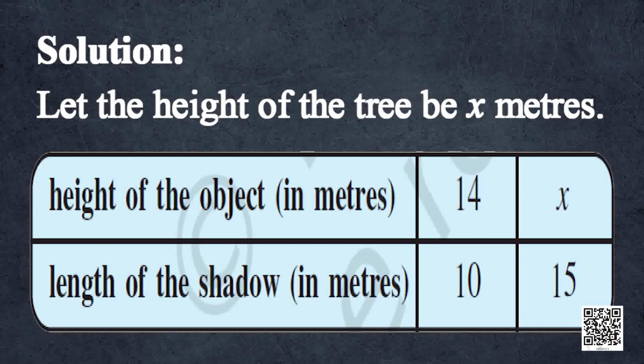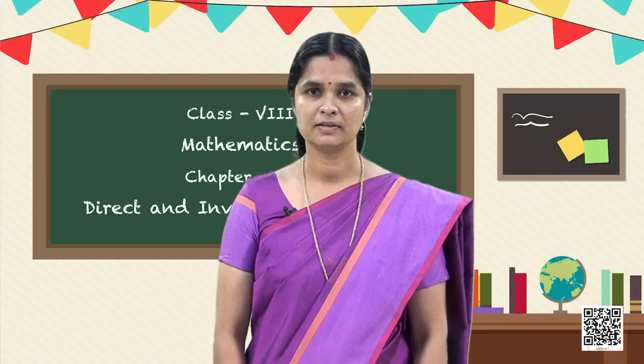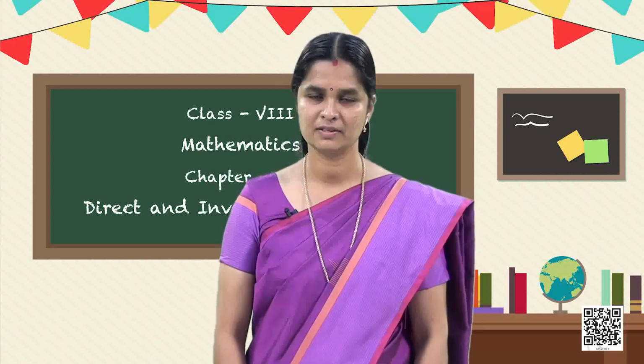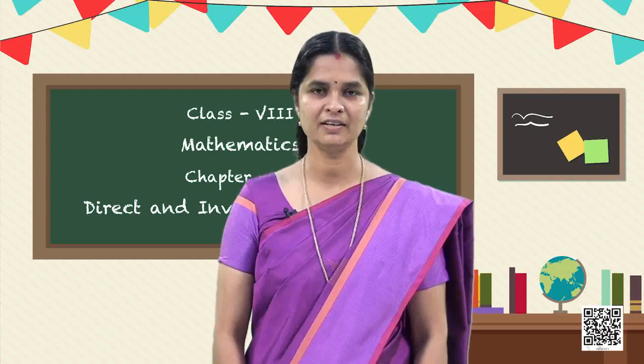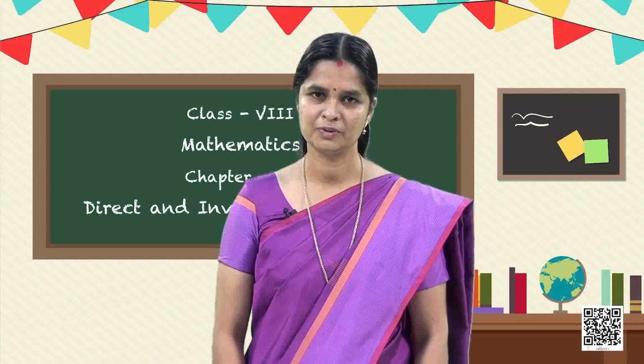Solution. Let the height of the tree be x meters. Now, the length of the shadow can be taken as y meters. We can put it in the tabular form as given here. We know that as the length of the object increases, the length of the shadow also increases if the conditions are the same. So, this is also a case of direct proportion. Let us try to solve this problem.